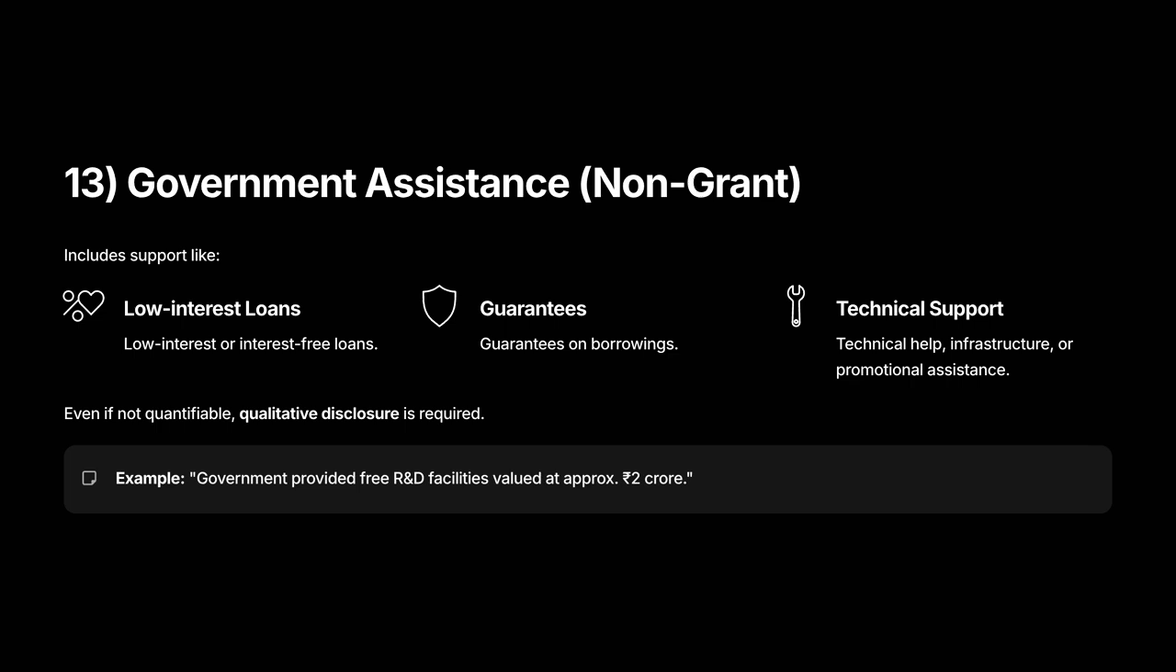Government assistance, non-grant. Not all government support involves grants. Sometimes it's indirect, like low-interest loans, loan guarantees, or technical training. Even if you can't put a number on it, a qualitative disclosure is required. For example, the government provided free research facilities valued at approximately 2 crore rupees. That ensures users understand the full scope of assistance, not just the cash part.